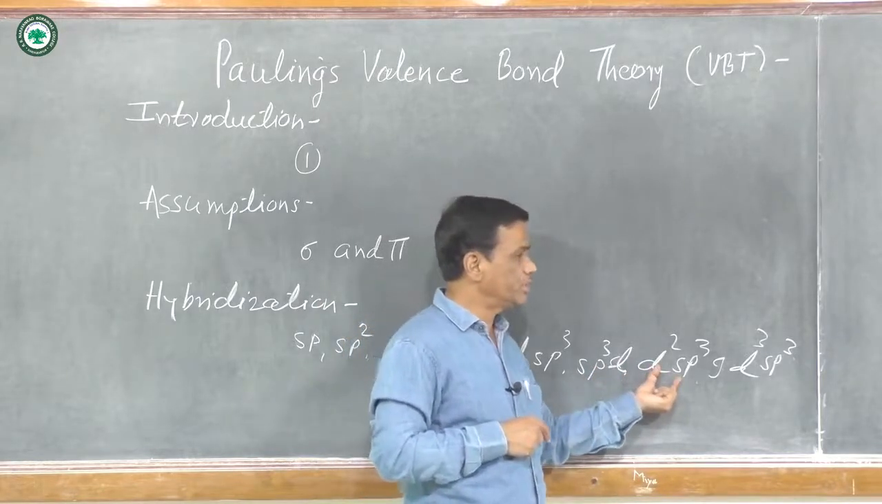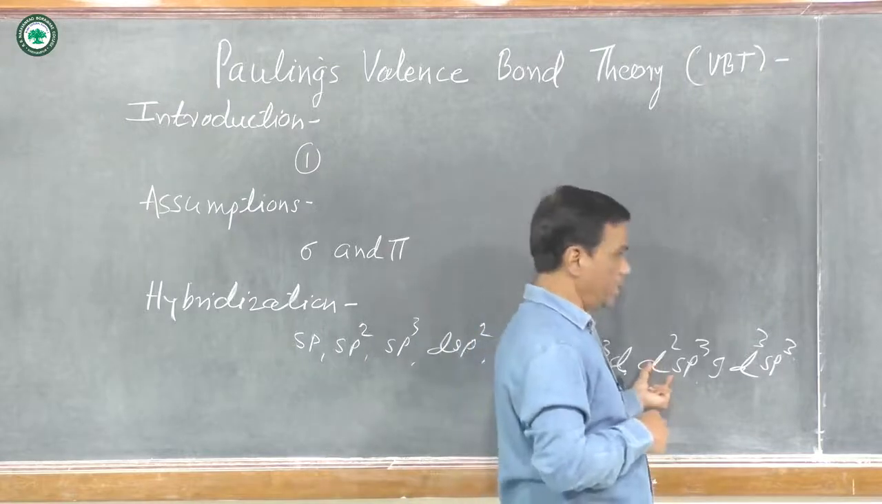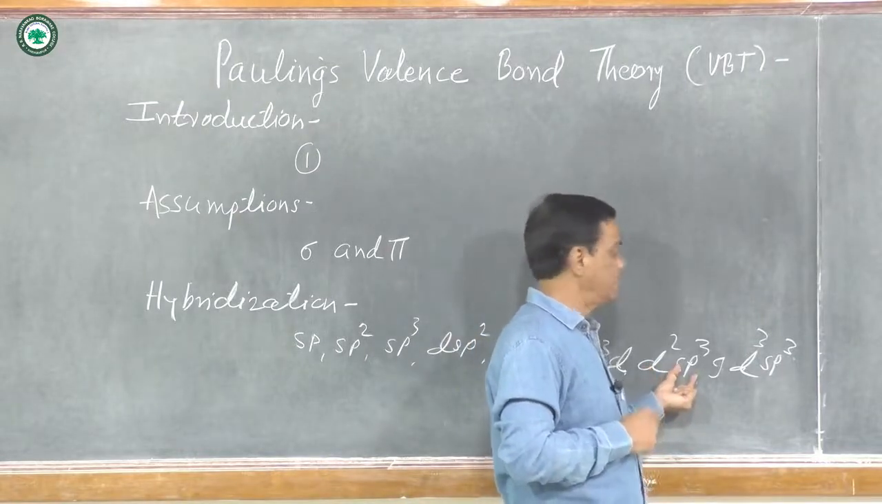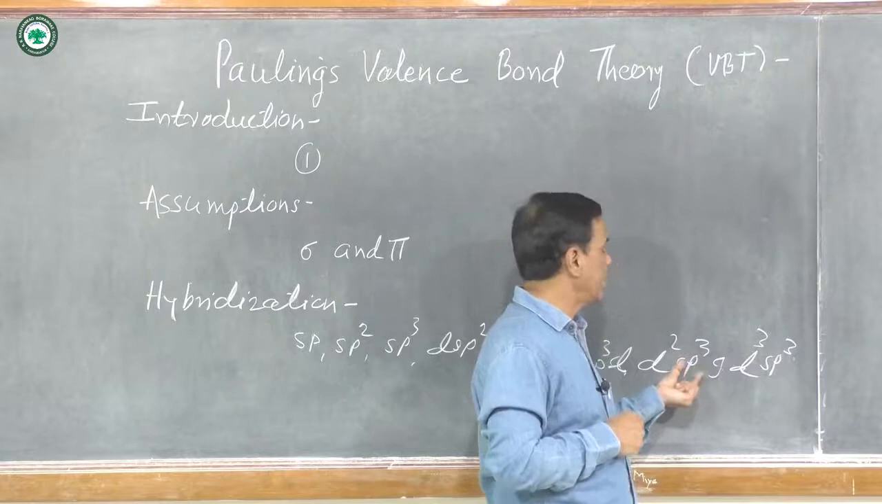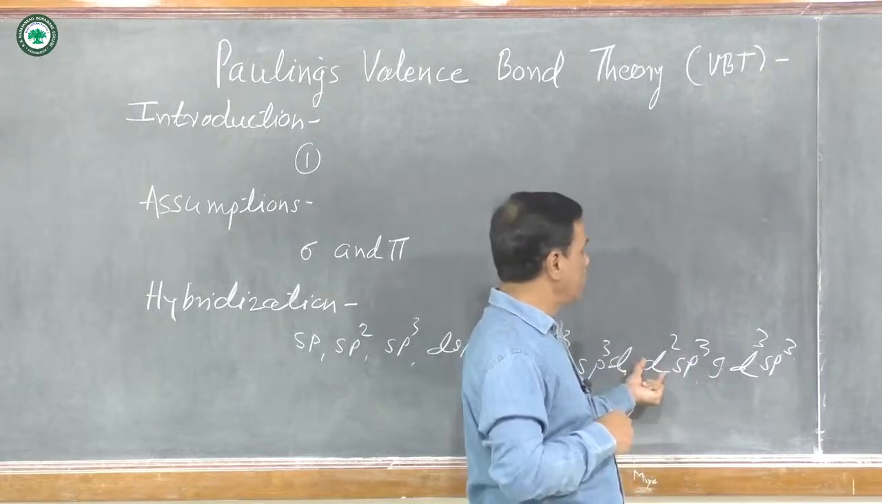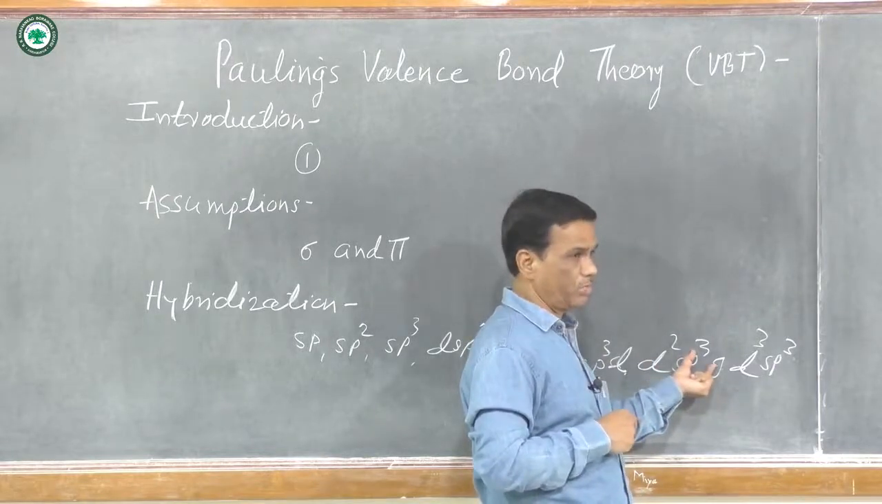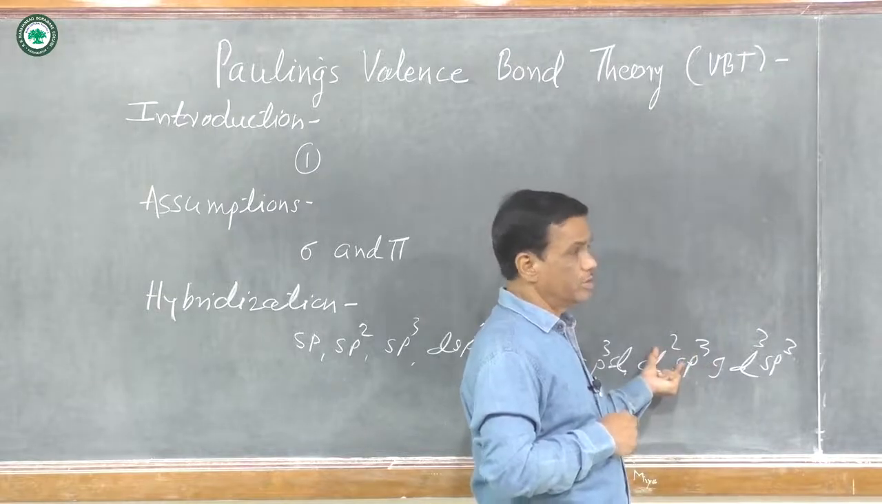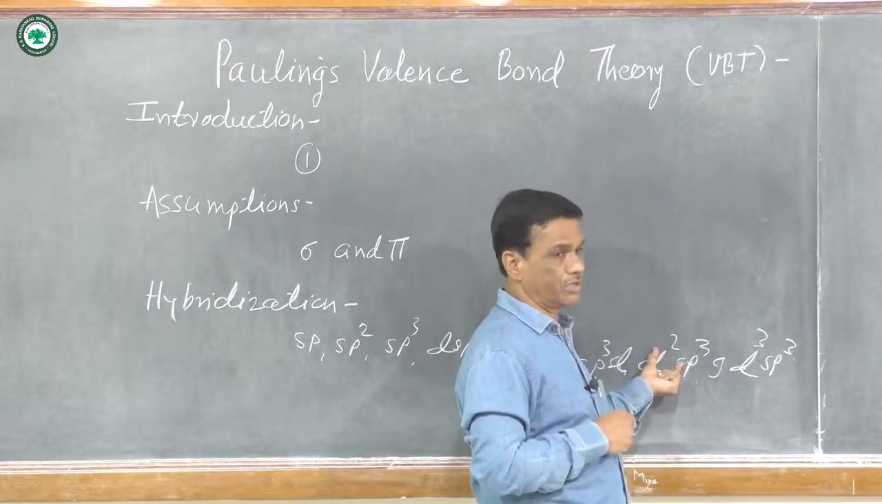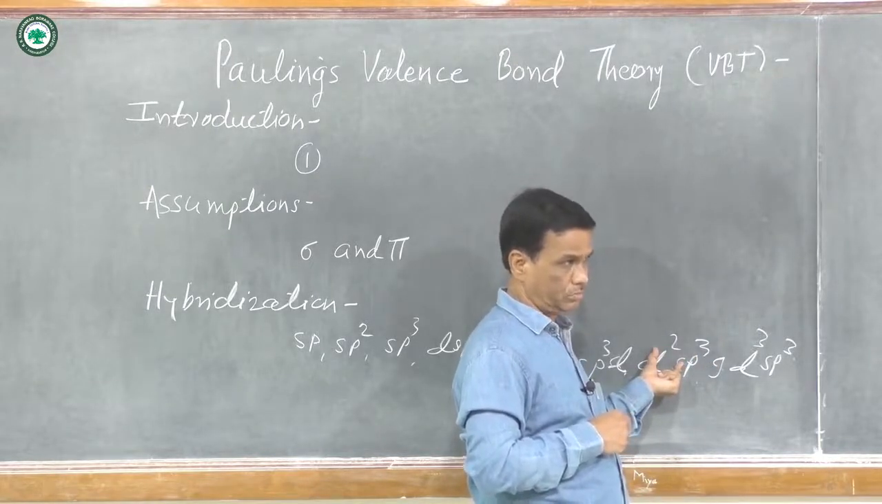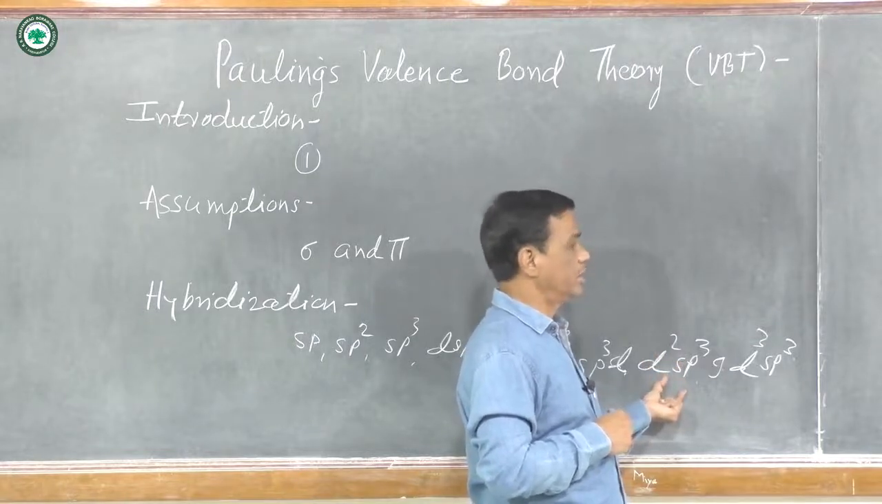Here d2sp3 hybridization: two d orbitals, then one s orbital and three p orbitals combine, and there is a formation of d2sp3 hybrid orbitals. Here all six hybrid orbitals are equivalent, and it has octahedral shape.